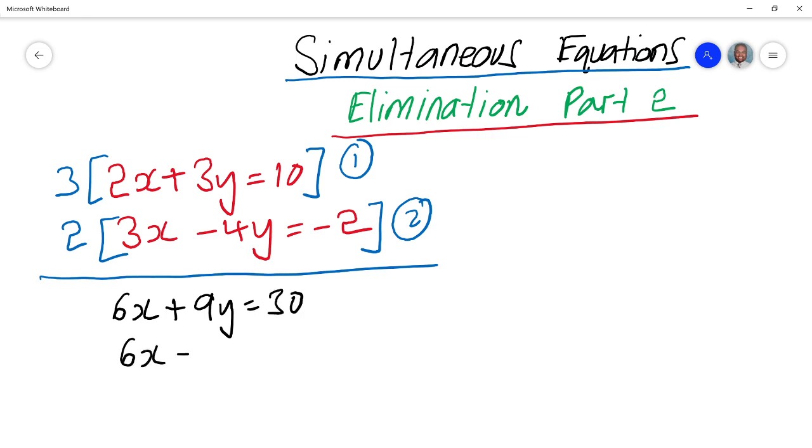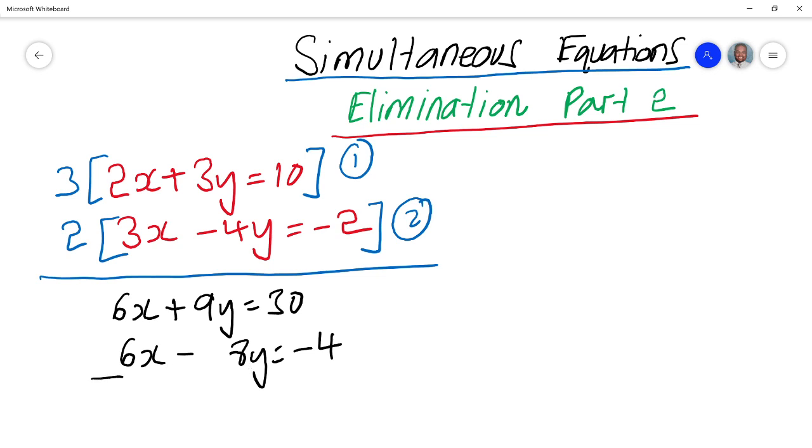6x minus 8y. Sorry, I thought that was 6. 6x minus 8y. So I'll just write that properly. So 2 times negative 4y is negative 8y is equal to negative 4. All right. So I just want to check if I've done everything correctly. So 6x plus 9y equals 30 and 6x minus 8y equals negative 4.